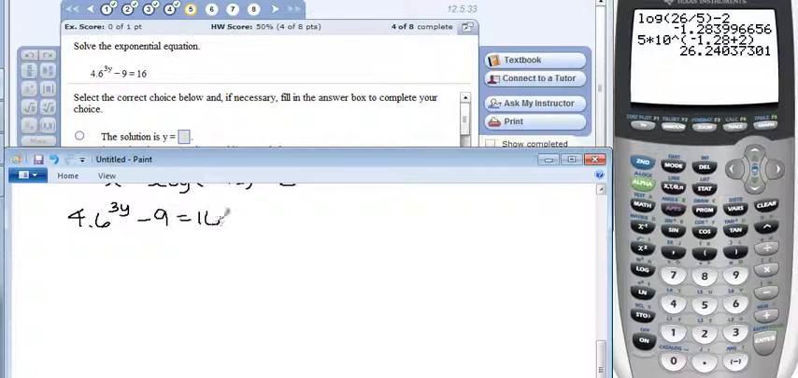All right. Again, this is your y term. It's the same as if you had y minus 9 is 16. What would you do on this? Well, I would add a 9 across. Same thing here.